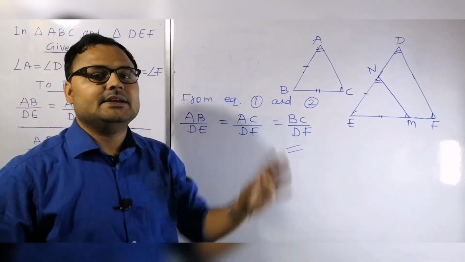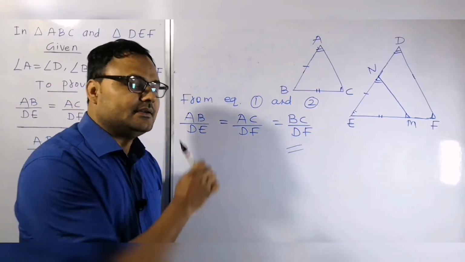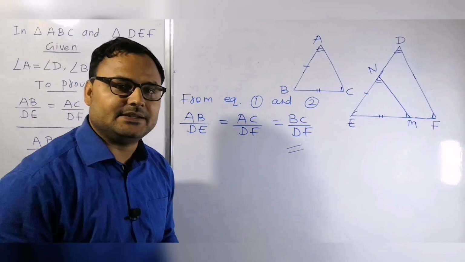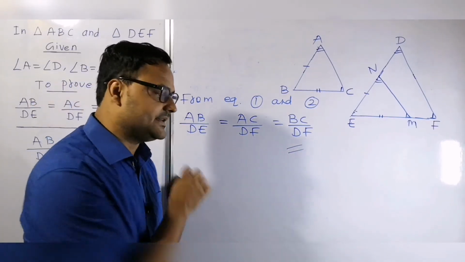That is done. This is AAA angle similarity from the class 10 NCERT math textbook.